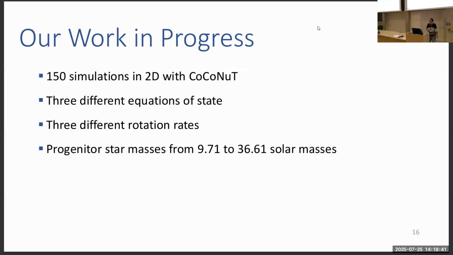So now my work in progress is I've been doing 150 simulations last year in 2D, and I did 3 different equations of state, non-rotating, slow rotating, rapidly rotating, and 15 different progenitor masses. So I'm still trying to figure out what's going on with all these models, because the most I've ever done at one time before is 5, and it's much easier to look in detail at 5 things than it is 150. So I'm still going through it all.